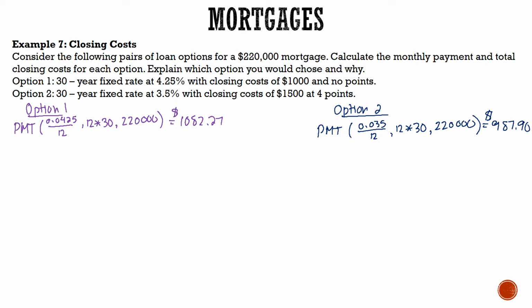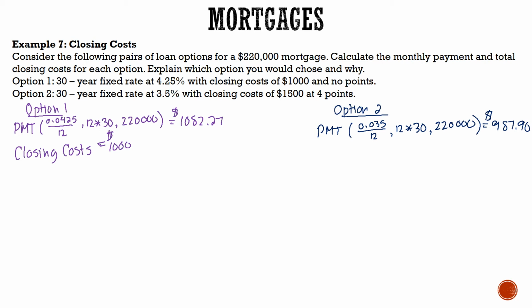Now the thing that changes between these two as well is going to be our closing costs. So the closing costs for option 1, closing costs, which are not part of our loan. We don't include this in our loan, but it is going to be part of our total cost of the house. So the closing costs in option 1 are just a straight $1,000, no additional charges. So the closing costs are just equal to $1,000.